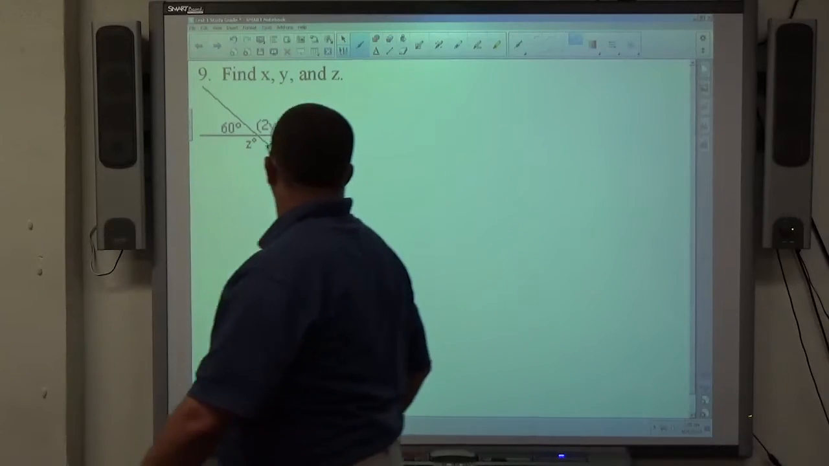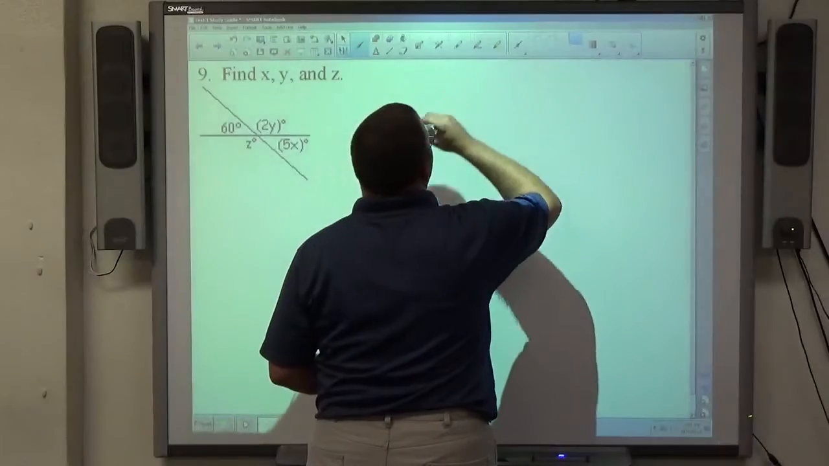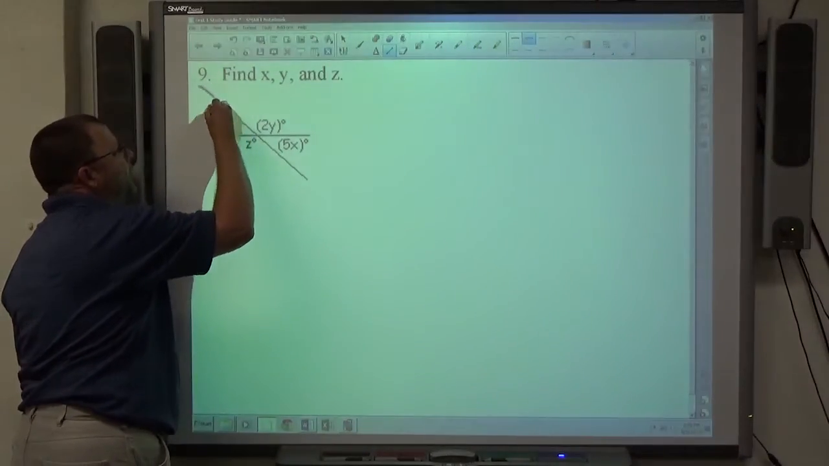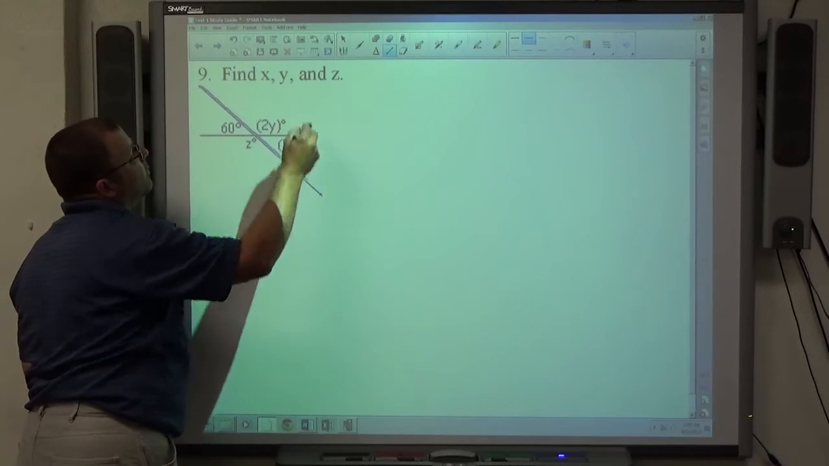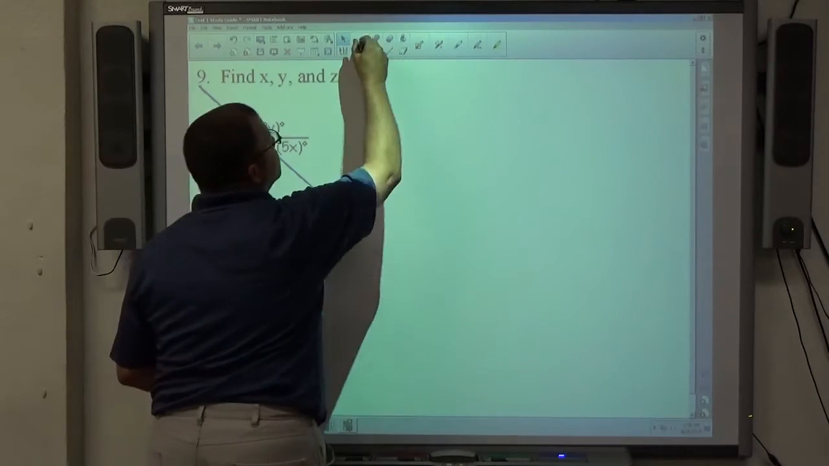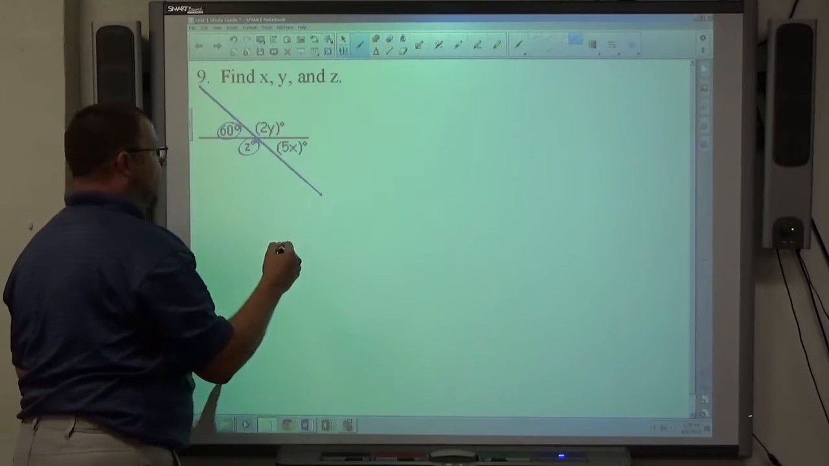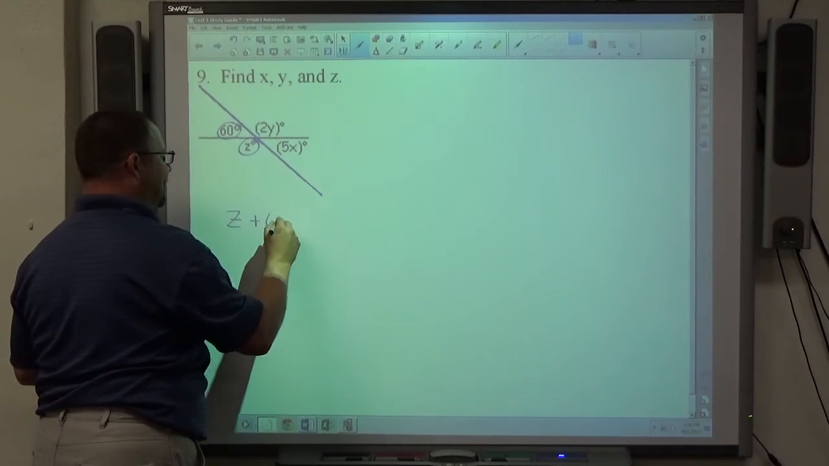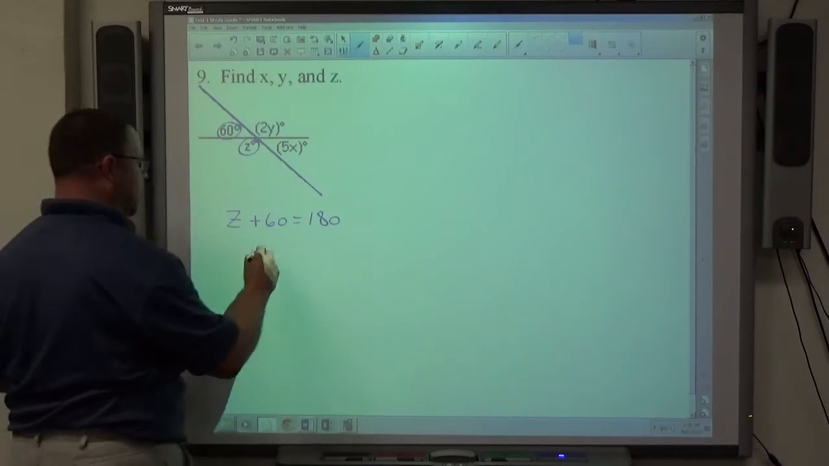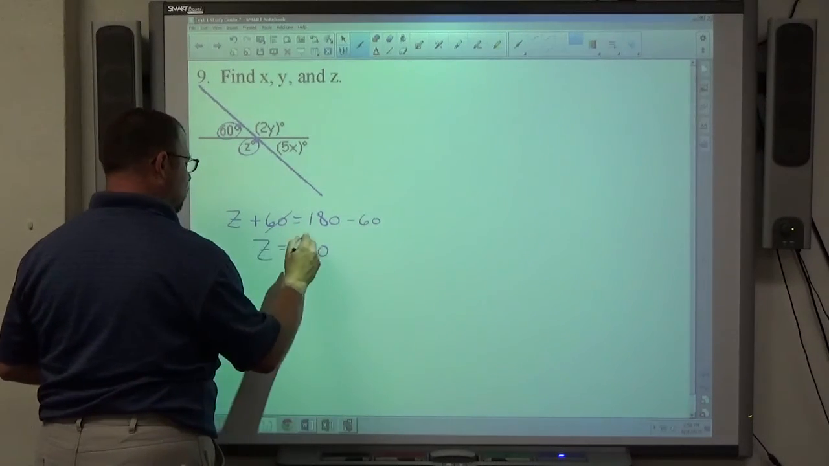Okay, number 9 moves on to vertical angle properties and also straight line properties. So let's just focus first of all on a straight line. This straight line right here has 180 degrees in it. These two angles, 60 and Z, together form that straight line. So I know for a fact that Z plus 60 has to be 180. Straight line always adds up to 180. So therefore Z must equal 120 because we moved the 60 over to subtract. And there's one of my answers.